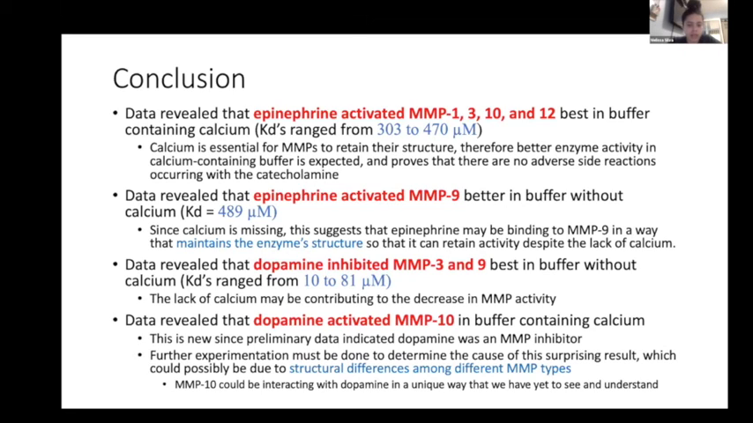Then for dopamine, data revealed that it inhibited MMP3 and 9 best in buffer without calcium, and the lack of calcium may be contributing to this decrease. And then dopamine activated MMP10 in buffer containing calcium, which is new, like I said, because preliminary data indicated that dopamine was an inhibitor. So we would do further experimentation to determine the cause of this result, which could possibly be due to structural differences among different MMP types. MMP10 could be interacting with dopamine in a unique way that we have yet to see and understand.